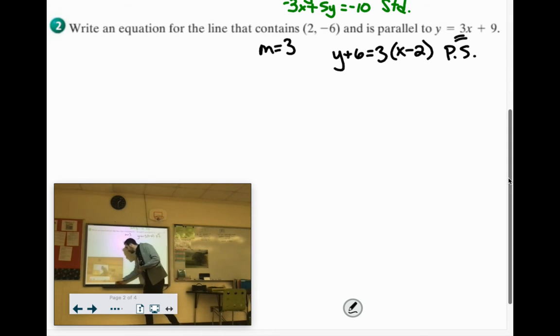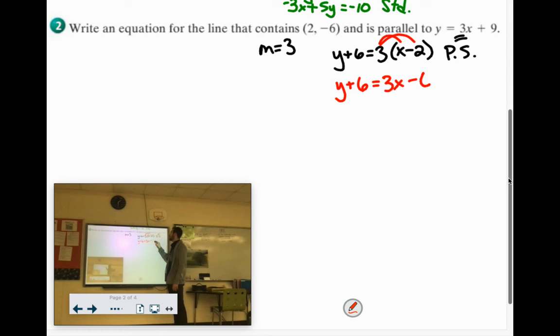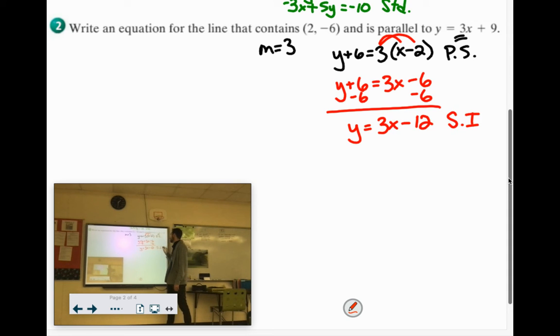We're going to now get it into slope-intercept form. So we'll distribute the 3. 3 times x is 3x. 3 times negative 2 is negative 6. And then we just want y equals. So we'll subtract 6 from both sides. Y equals 3x minus 12. This is your slope-intercept form.